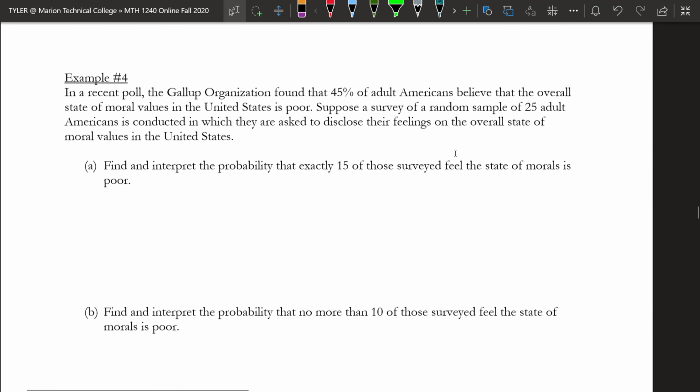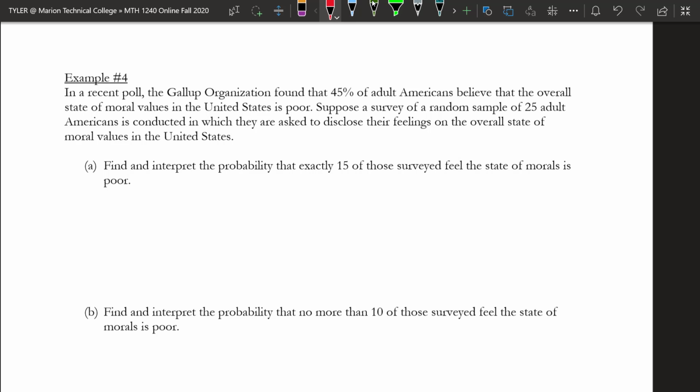All right. So now, example 4, we're told that in a recent poll, the Gallup organization found that 45% of adult Americans believe that the overall state of moral values in the United States is poor. Suppose a survey of a random sample of 25 adult Americans is conducted in which they are asked to disclose their feelings on the overall state of moral values.